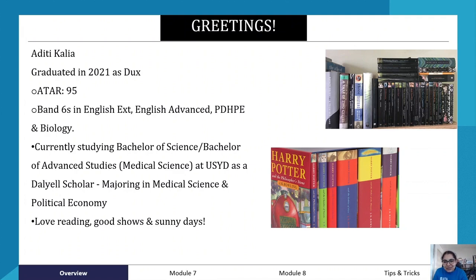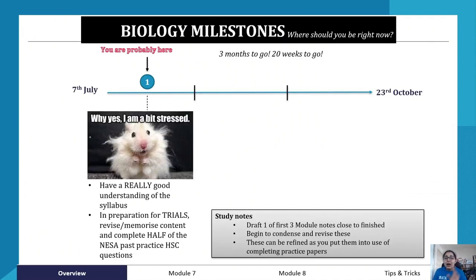So let's get started with today's content. However, before we do that, let's have a look at where we are. We're in July right now. The exam is in October, specifically on the 23rd of October. So I'm imagining that right now we're all pretty stressed in terms of the trials coming up, and bio is obviously a very, very content heavy subject. So there's certainly that element of nervousness and anxiety in having to remember everything.